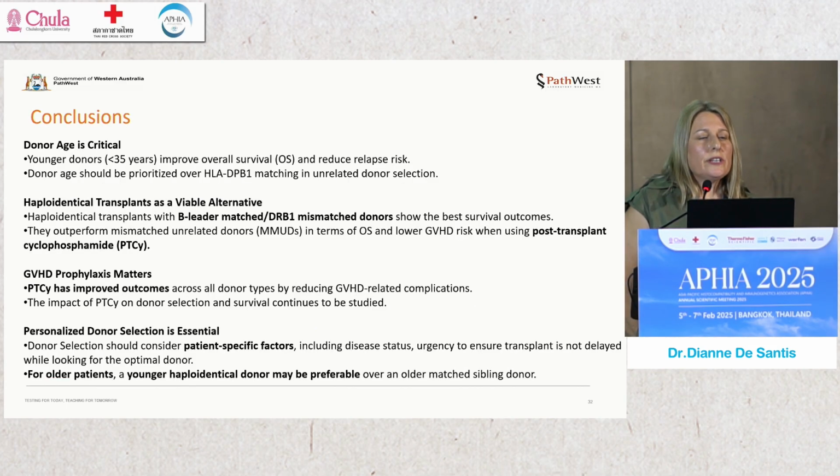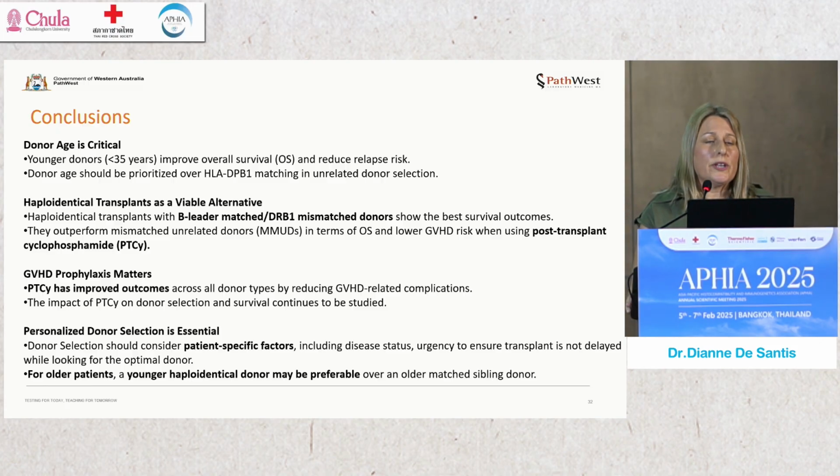So in conclusion, donor age is critical. So selecting a younger donor improves overall survival and reduces relapse rate, and donor age should be prioritised over DP matching. Haploidentical transplant is a viable alternative, and selecting a B leader match DRB1 mismatched donor shows the best survival outcomes. And they outperform mismatched unrelated donors in terms of overall survival and lower GVHD risk when using post-transplant Psi, but more studies need to be completed in that space.